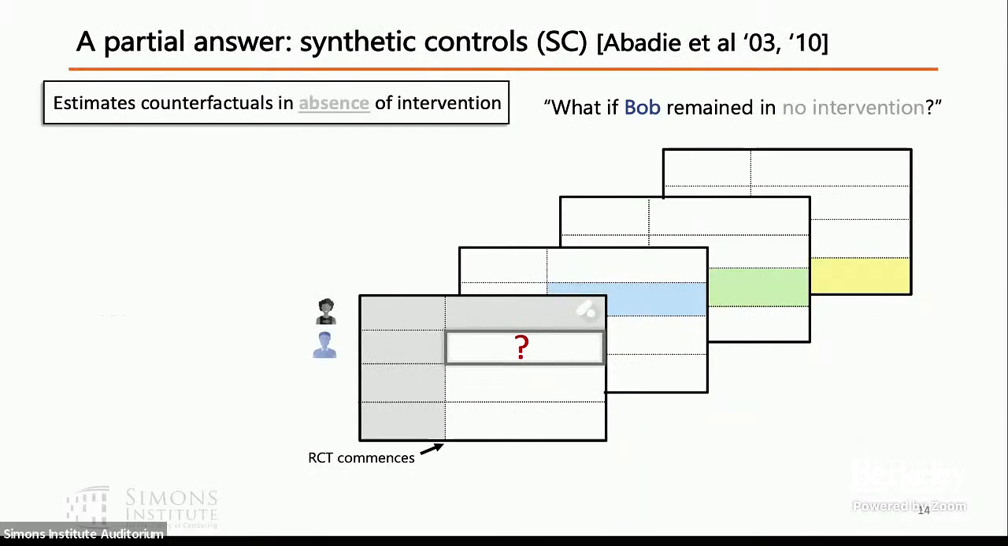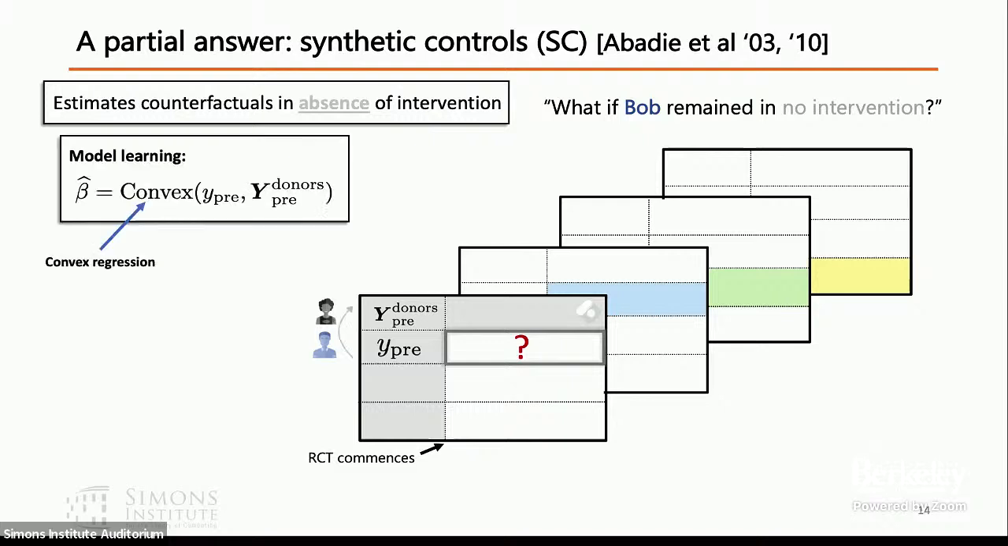That question has been tackled by synthetic controls. I think Avi gave a wonderful introduction yesterday, so I'll be a bit quick. So suppose I want to ask the question of what if Bob remained under no intervention? What you do is look at the pre-intervention outcomes of all the patients who will continue to be under no intervention once the RCT begins. Okay, I'm going to call that matrix of outcomes Y donors pre. I'm going to call the vector of outcomes for Bob Y pre.